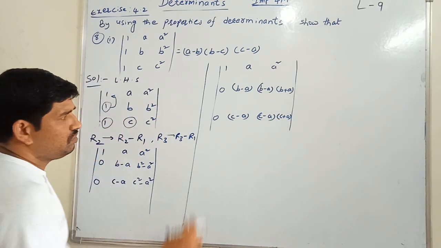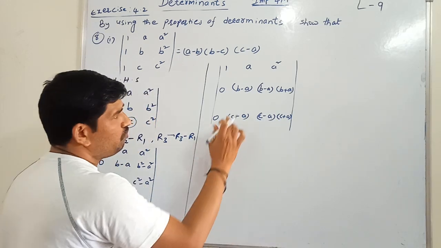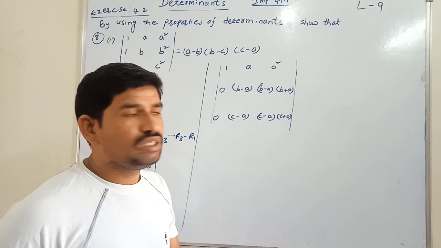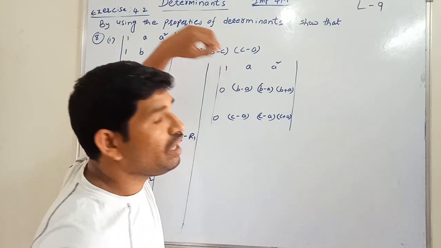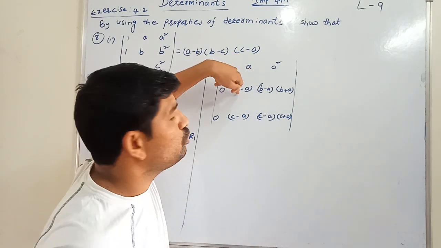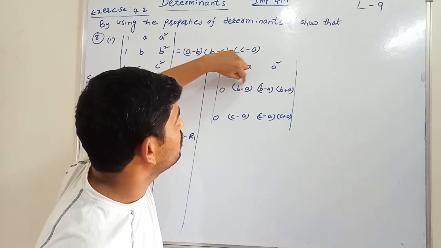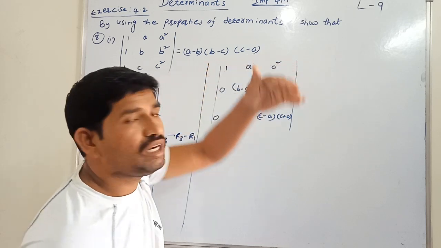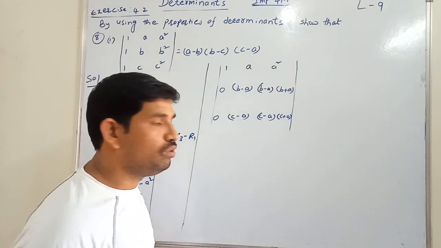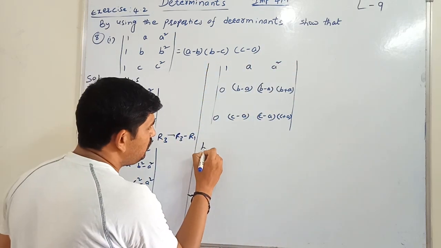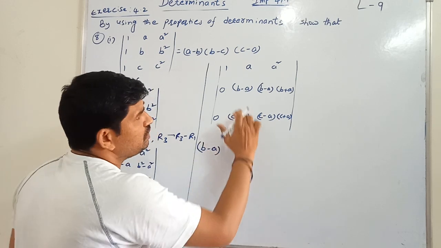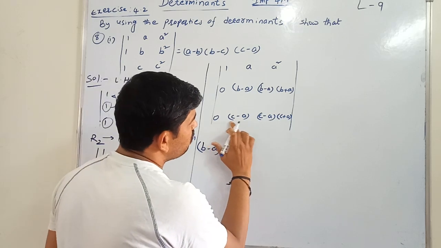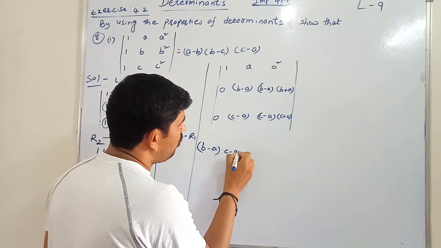After completing this, we can take b minus a common from the second row. In that row each and every element should have b minus a; the 0 we need not worry about, because 0 can be written as b minus a times 0. So we take b minus a common from the second row. Then again we can take c minus a common from the last row.